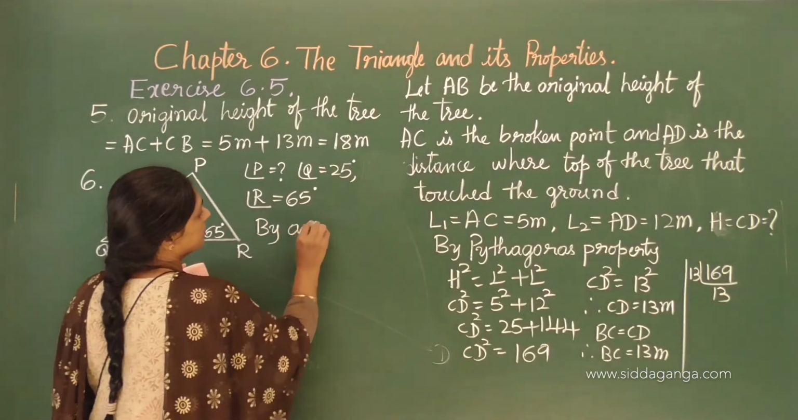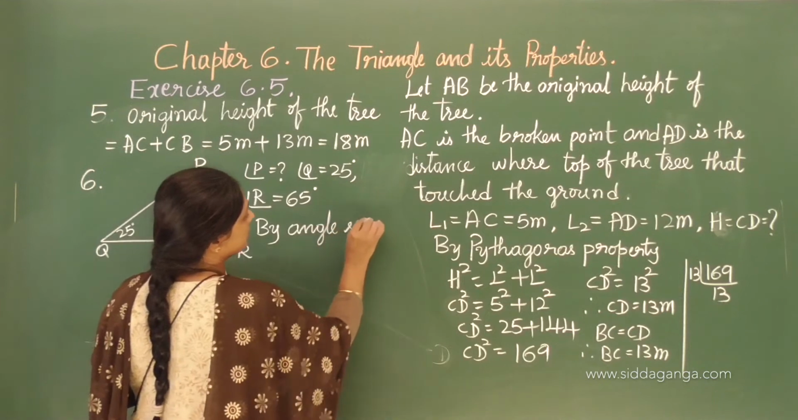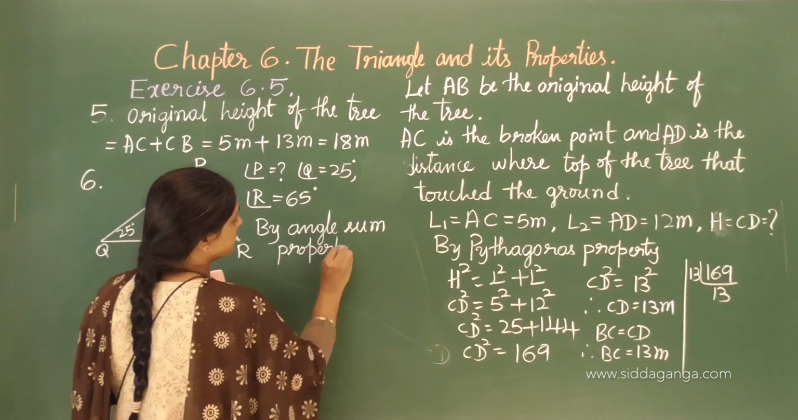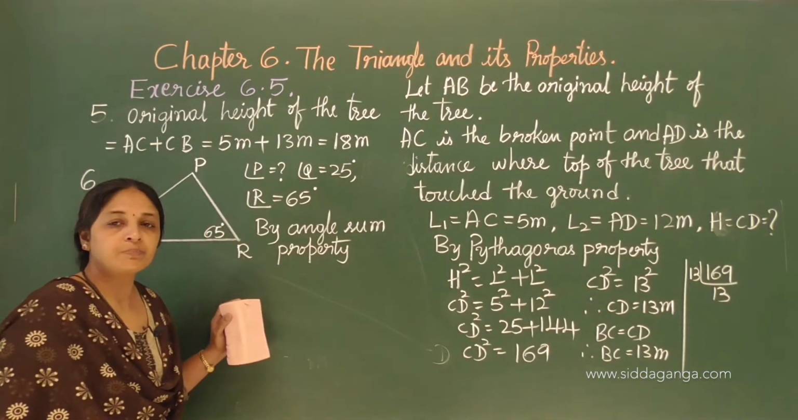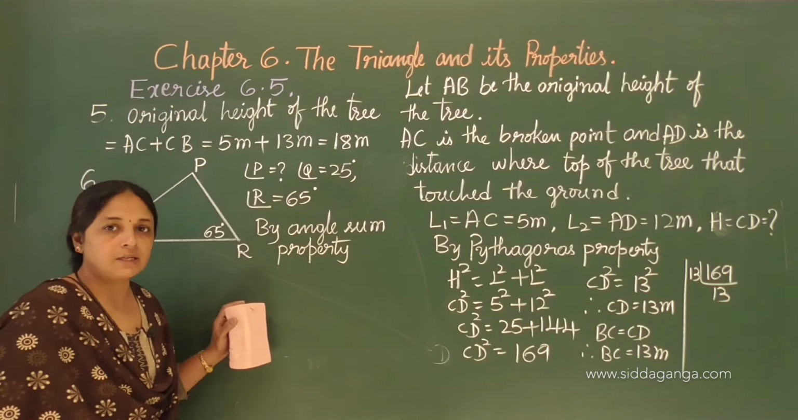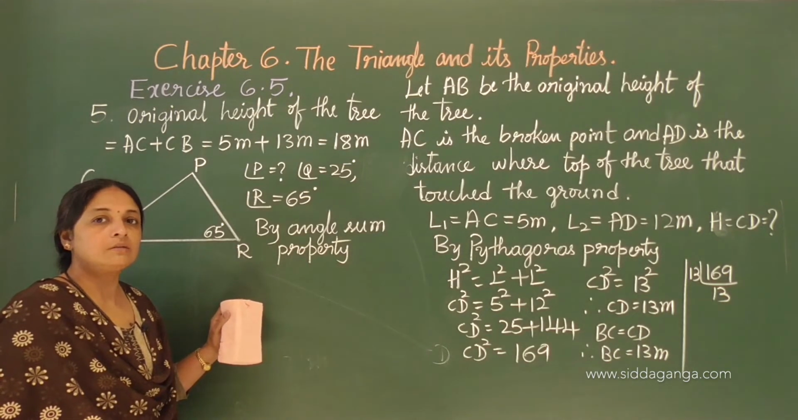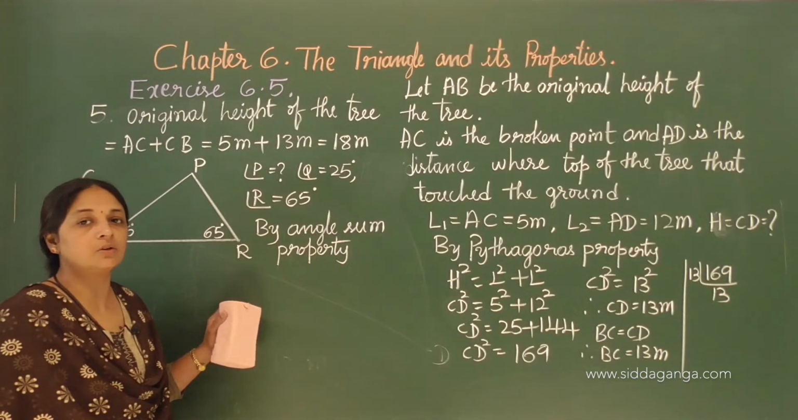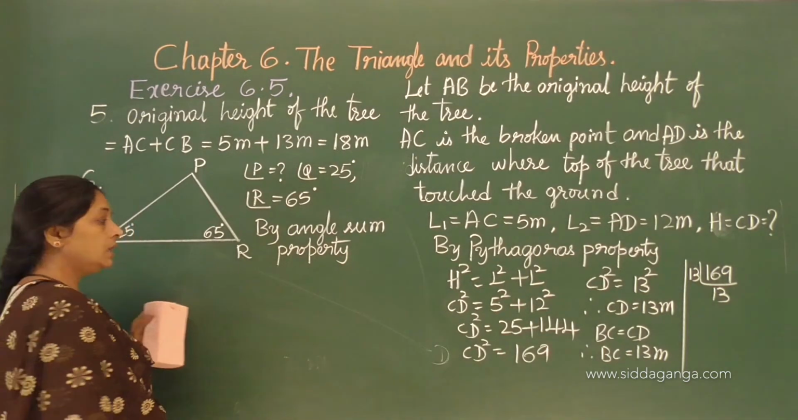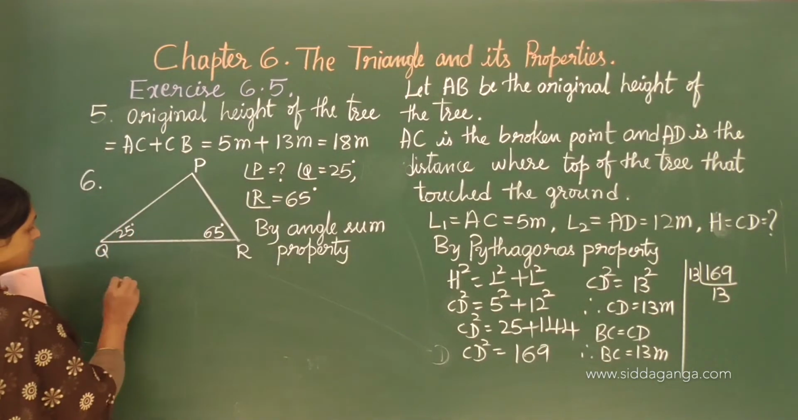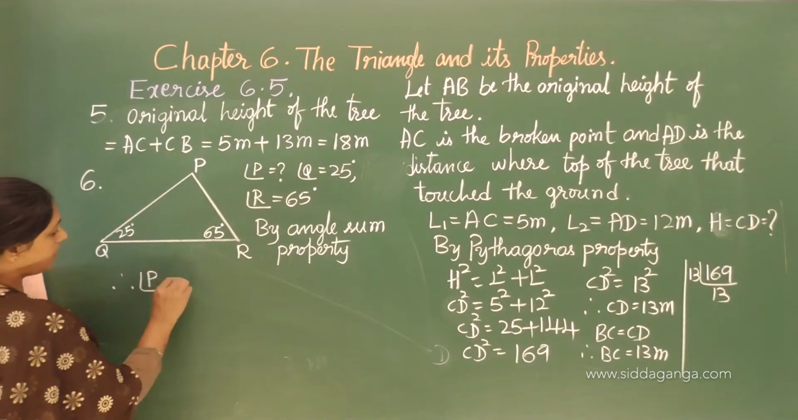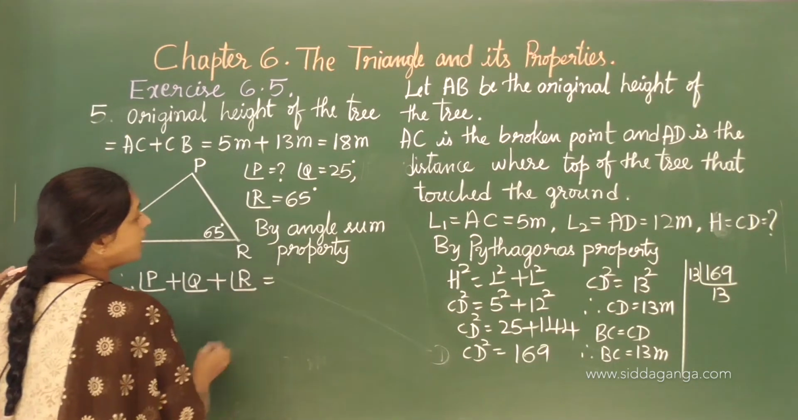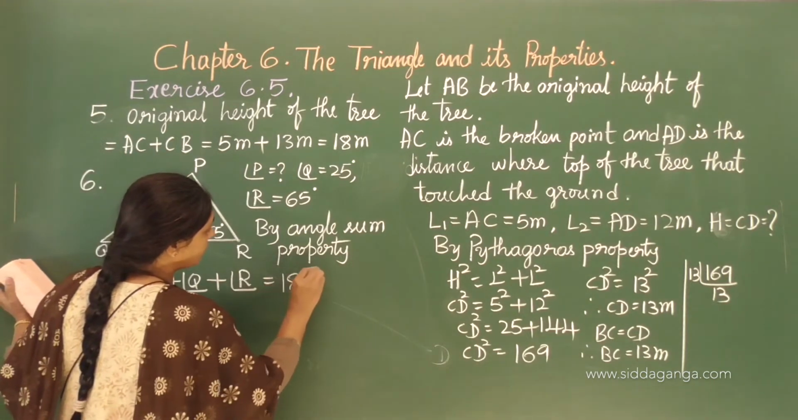By angle sum property, what it says, angle sum property says that the sum of the interior angles of a triangle is always equal to 180 degrees. It sums up to 180 degrees. So therefore angle P plus angle Q plus angle R is equal to 180 degrees.